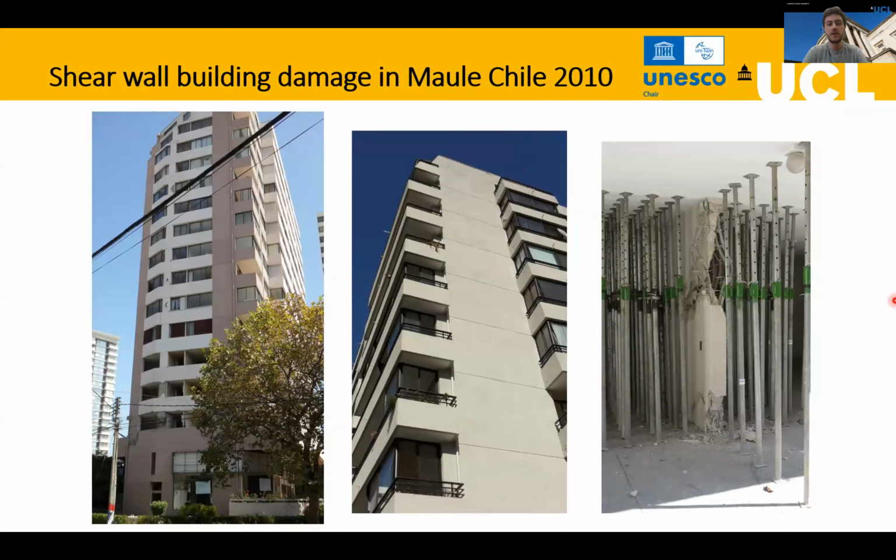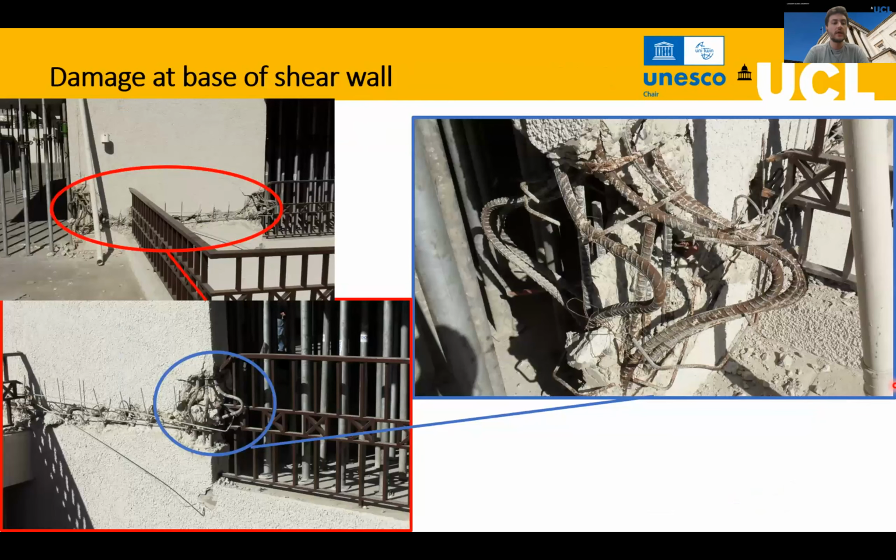You can see these buildings in Chile that were damaged after the 2010 earthquake. You can see this type of damage of buckling of the rebar, mainly in the end and the beginning of the wall. You can see that type of failure across all the city of Santiago.